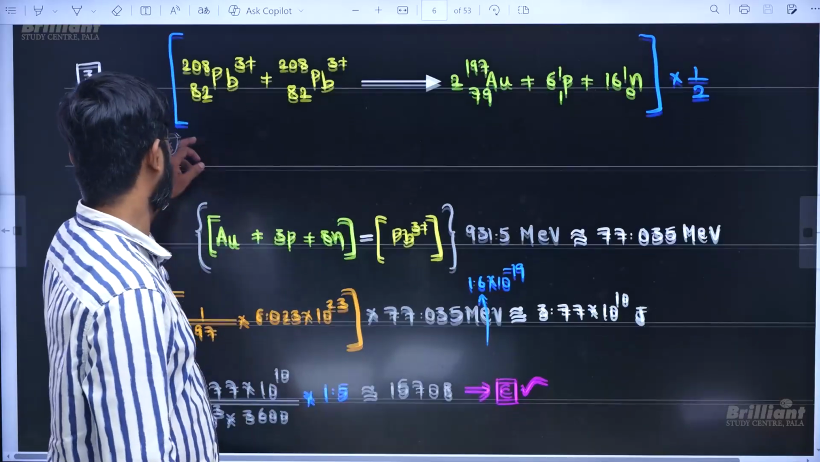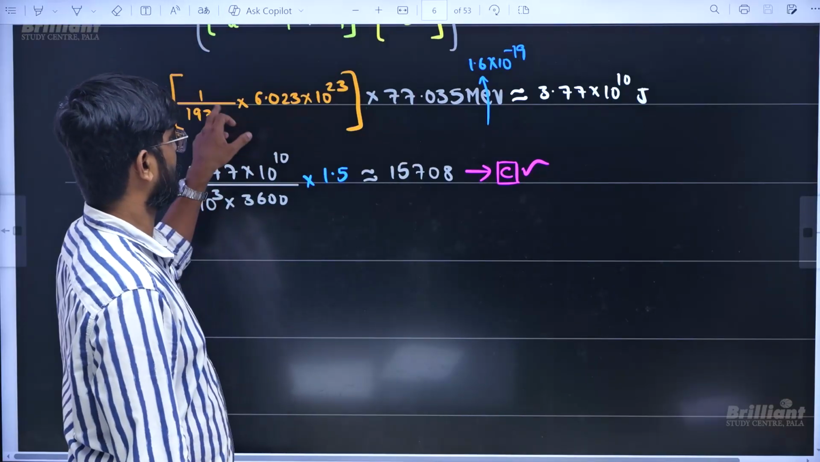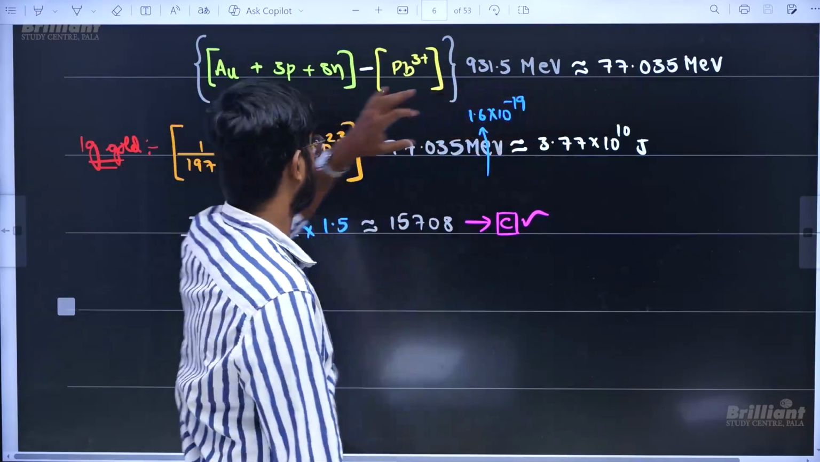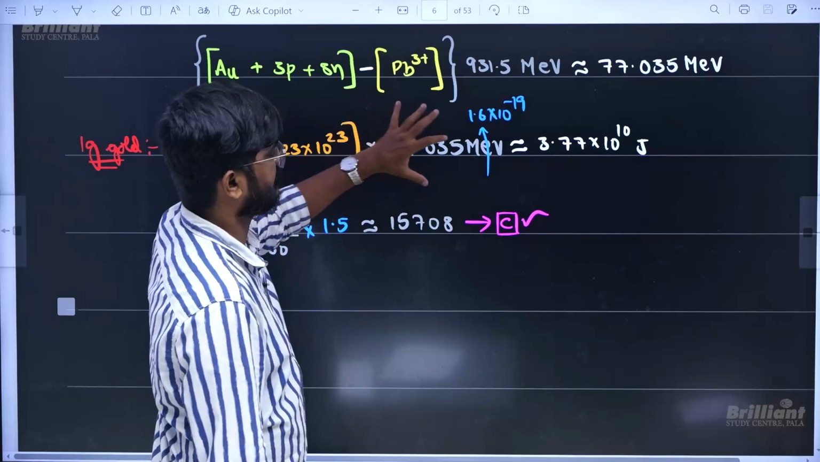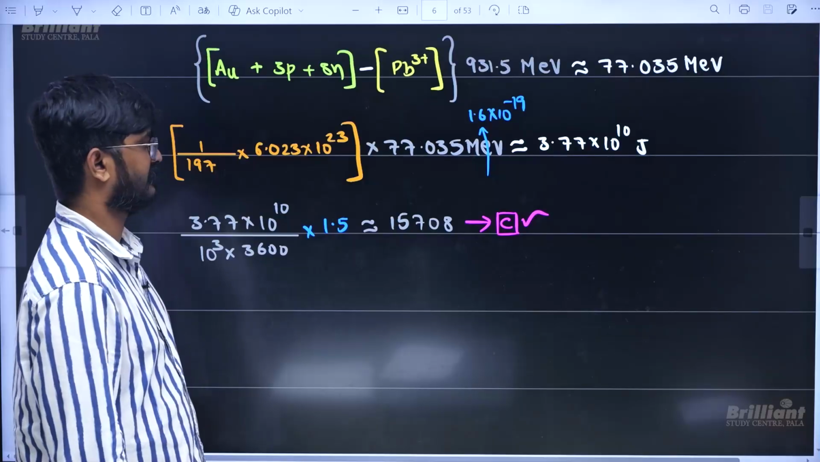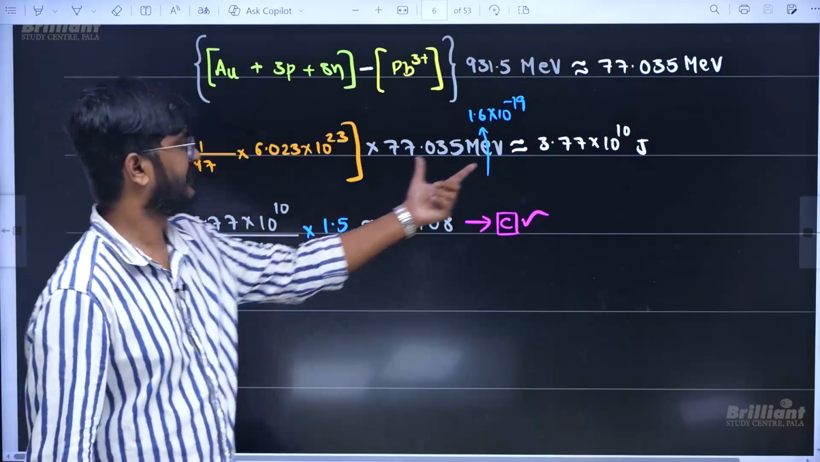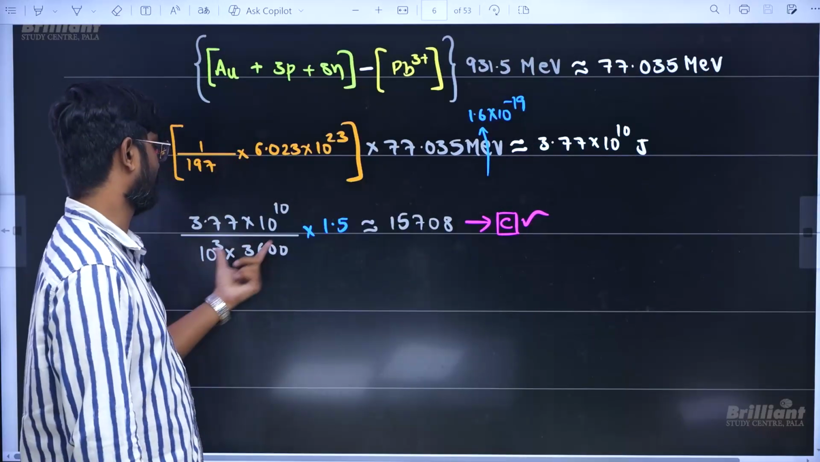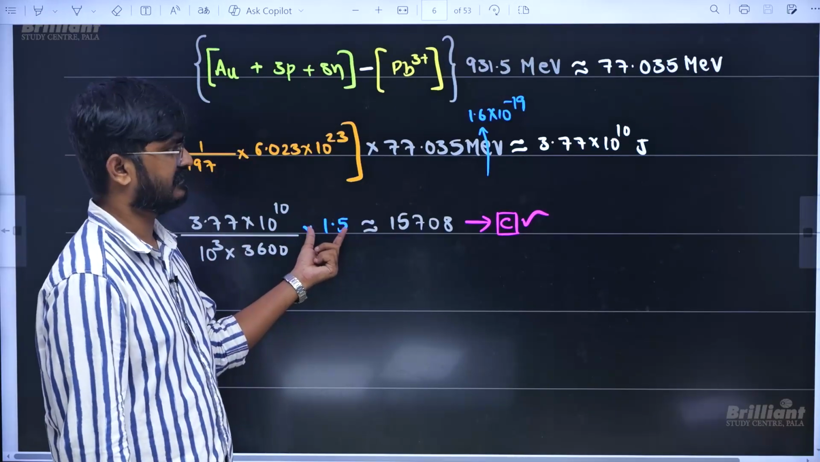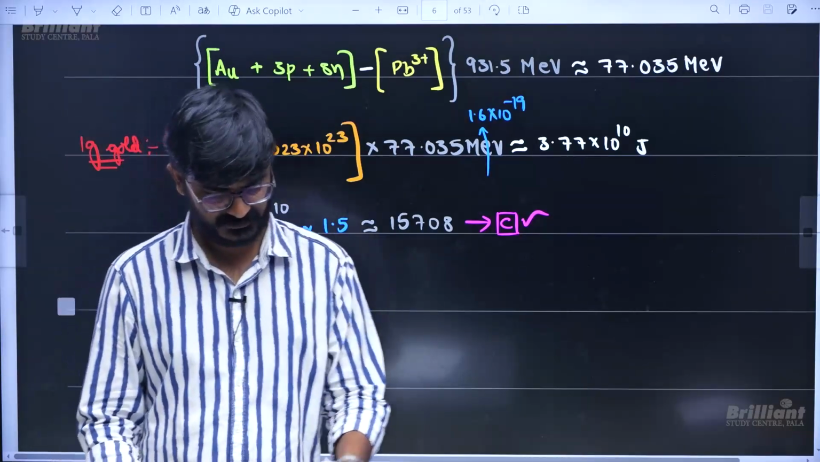But how many such nuclei will be there in 1 gram of gold? This will be the number of moles into Avogadro number. These many nuclei will be there. In order to make each nucleus, we supplied this much energy. So to make this many nuclei, we will be supplying this much energy, which is 3.77 into 10 power 10 joules. Now kilowatt hour in joules is going to be this much. So when you divide this by kilowatt hour, you will get the number of kilowatt hours of energy we supplied. Then we need to multiply with 1.5, which is the cost factor, right? Then you will get the required answer, which is option C.